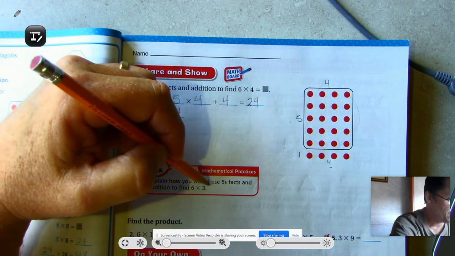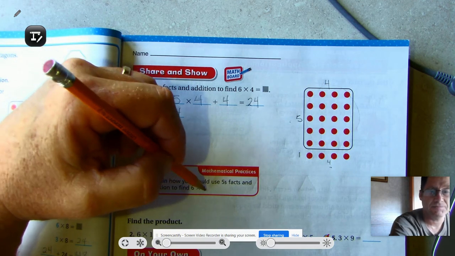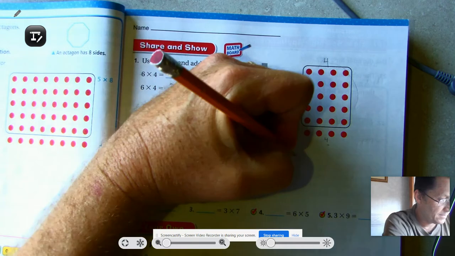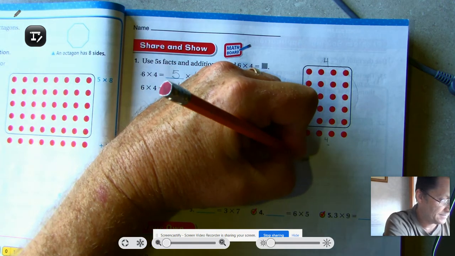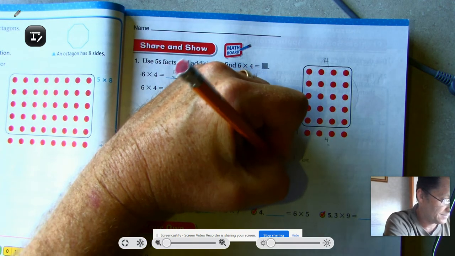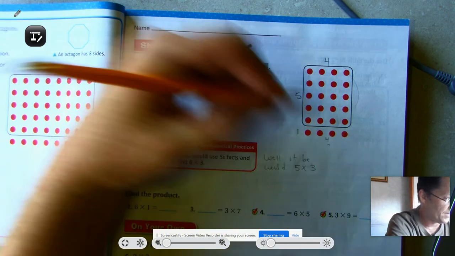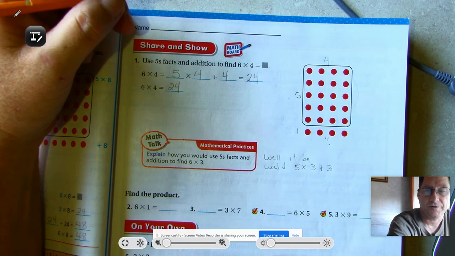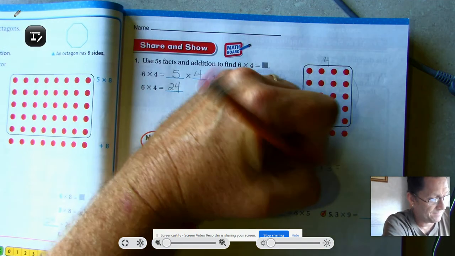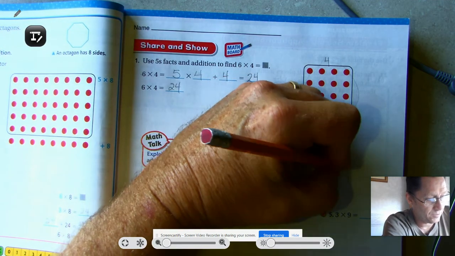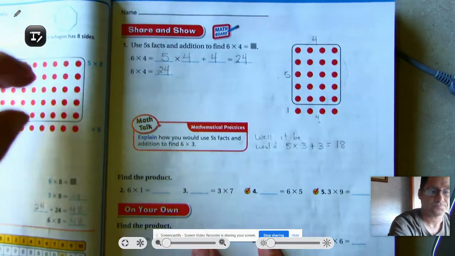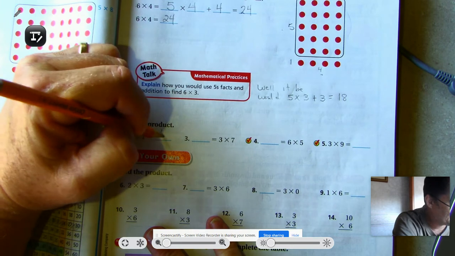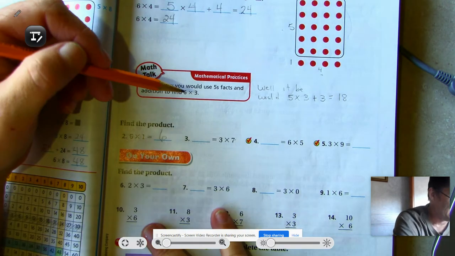How would you use 5 facts and addition to find 6 times 3? Well, it would be 5 times 3 plus an additional 3. So 5 times 3 is 15, plus 3 more, 18. All right, 6 times 1. Oh, that's easy. That's 6. 3 times 7.